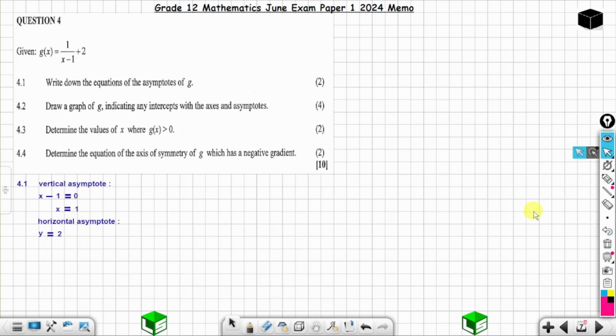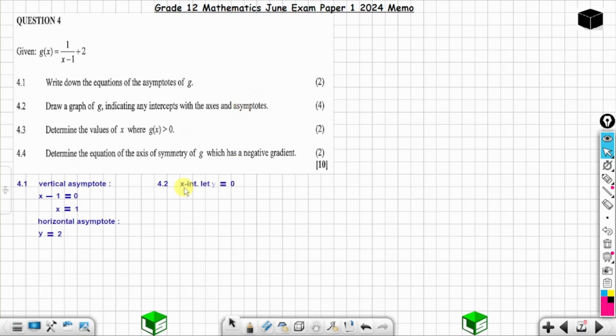Let's carry on. Now, question 4.2. Draw a graph of G. Draw the hyperbola, indicating any intercepts with the axis and asymptote, 4 marks. So, for you to draw the graph of a hyperbola, you need to know your vertical asymptote and your horizontal asymptote. So we have the vertical and horizontal asymptote. You also need the intercept with the x's.